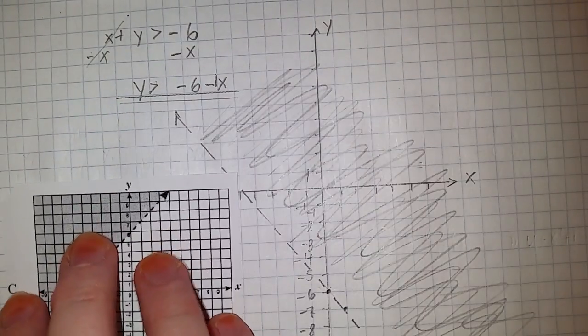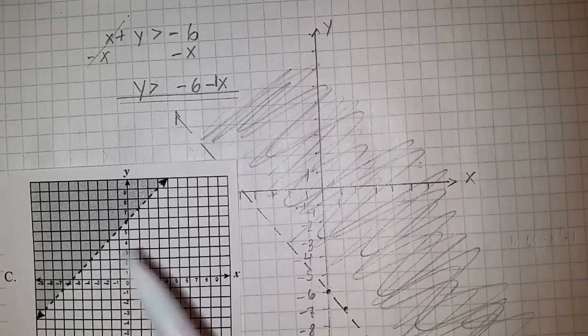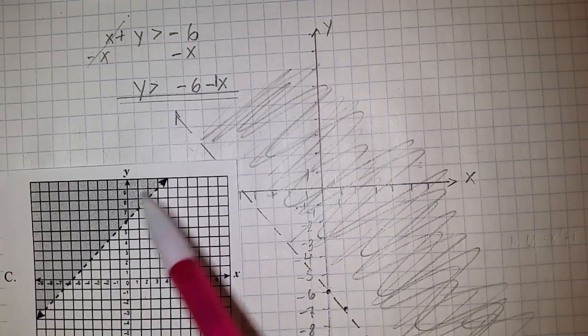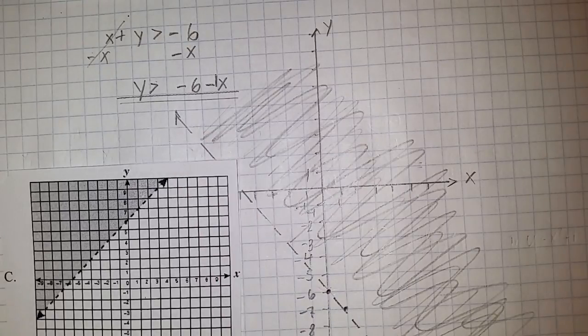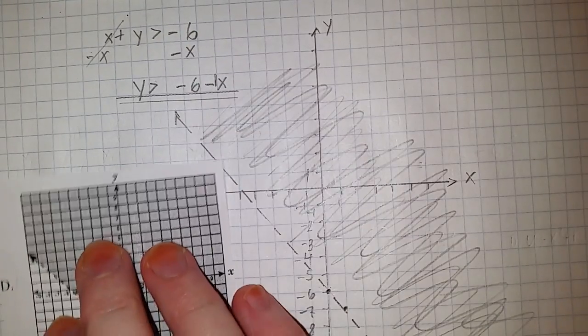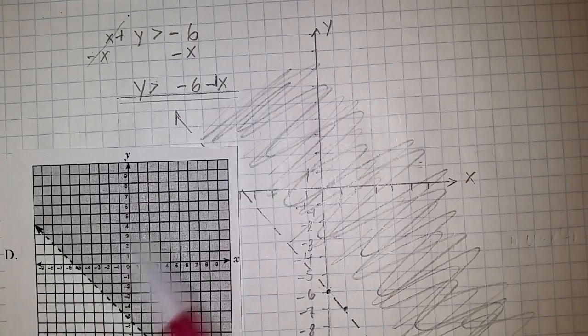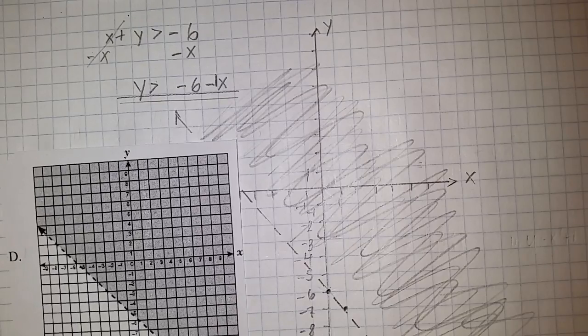Okay, answer choice number C. Again, the line is rising. It is dotted and it is shaded above, but because the line is going up instead of going down, it is not our answer choice. And by process of elimination, we know that our choice is actually D. The line is falling, it is a dotted line and the area is shaded above, plus the line is crossing the y-axis at -6.